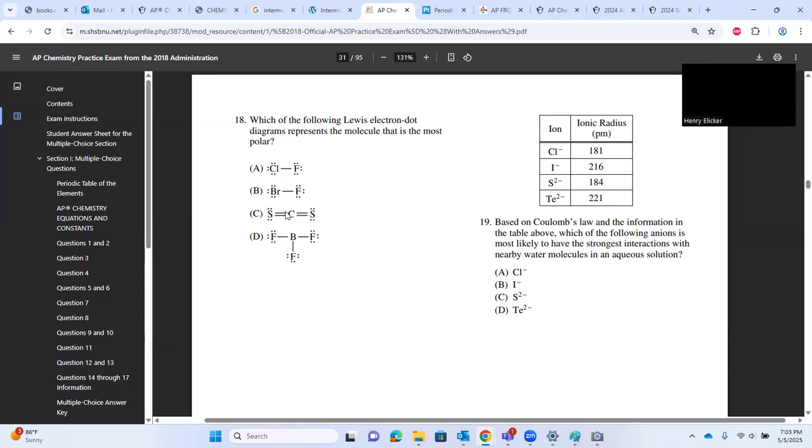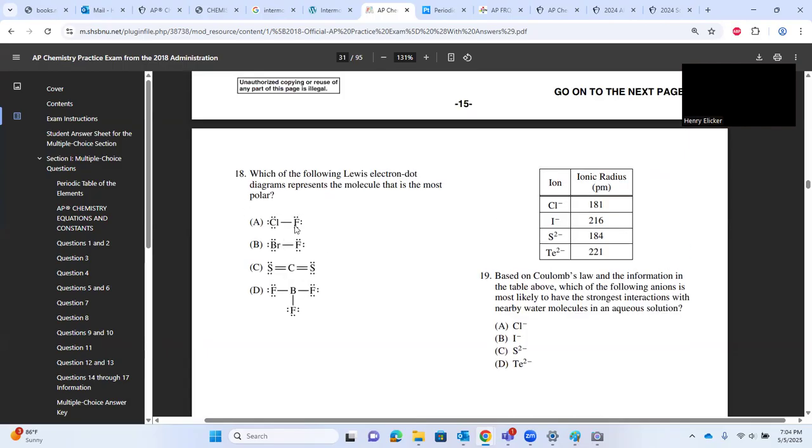Best choice here would probably be B. 18 is B, because this one is a nonpolar one. There's a pole between sulfur and chlorine. That's about the same. And it doesn't matter if sulfur was fluorine, because you're going to have a pole one way and the other way. It's a tug of war that nobody wins. So there's no net direction.